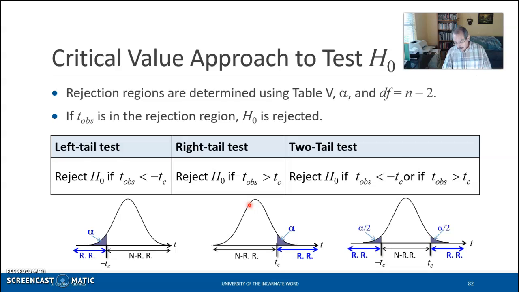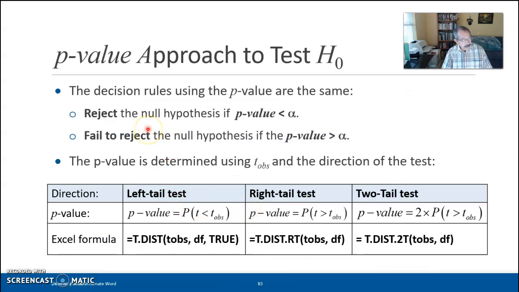All right, if you decide to use the p-value approach, again, the same rule as before. If the p-value is less than alpha, we reject the null hypothesis. If the p-value is larger than alpha, we do not reject the null hypothesis. How we calculate the p-value depends on the direction of the test. If you have a left-tail test, you use the probability that t is less than the t observed. If you have a right-tail test, you use the probability to the right of the t observed. And if you have a two-tail test, we multiply 2 times the probability to the right of the observed t-value. If you like to use Excel, here are the formulas for each of the situations.